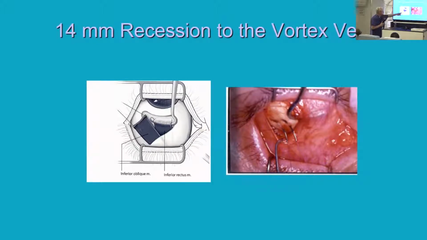This is the hooked inferior rectus muscle, and this is the inferior oblique muscle, and we have sutures attached to it. We've already pre-placed our double arm suture, and on the other side there, we're reattaching it to the sclera.